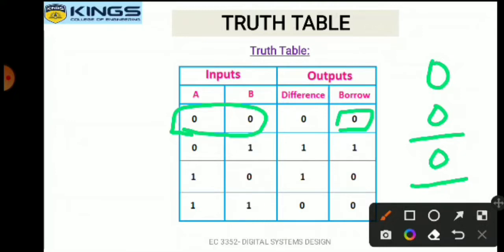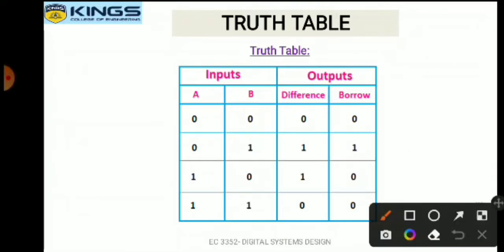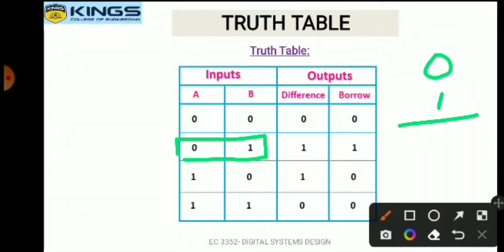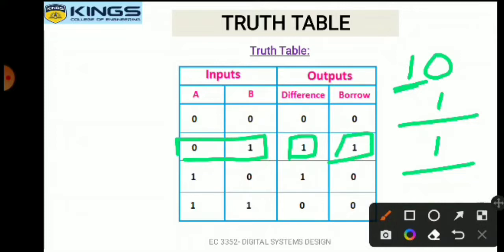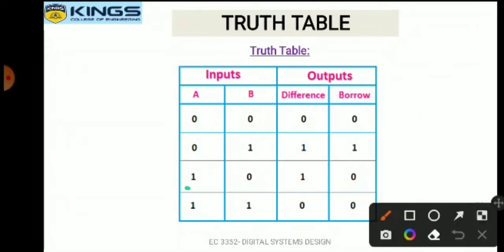Similarly, next one is, see here, 0 1. Can 1 be subtracted from 0? No, it can't, so we have to borrow. When you borrow, it becomes 10. 1 subtracted from 10 gives 1. Okay? So this 1 is the difference value. Since we have borrowed, the borrow value is 1. Okay. So next one, look at 1 0.